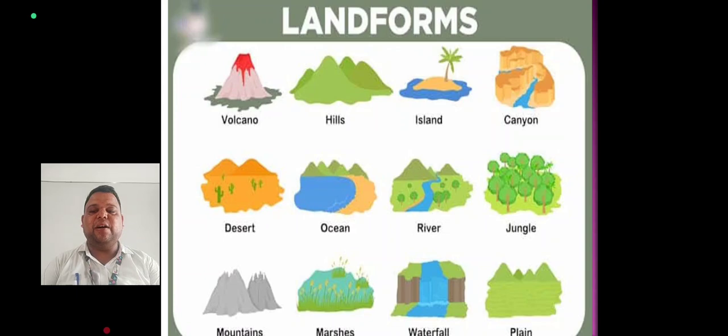On the other hand, the Ganga basin, which was once a very large depression, has been filled up by silt, clay, etc. brought down by rivers. Such changes have been taking place ever since the earth came into existence, and they are going on even today. Now, there are different types of landforms we show in this picture: volcano, hills, island, canyons, desert, oceans, river, jungle, mountains, marshes, waterfall, and plains. These are the different types of landforms.